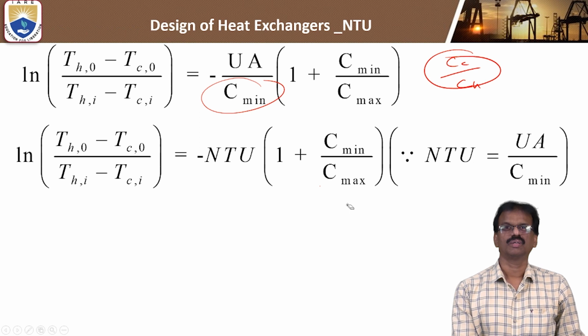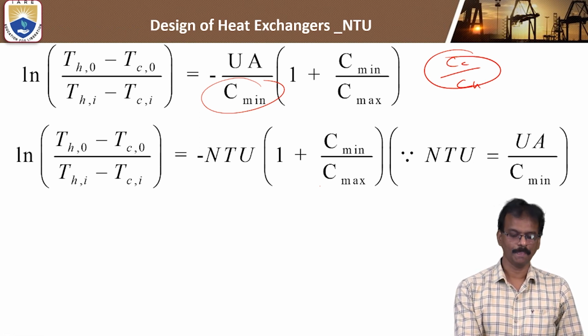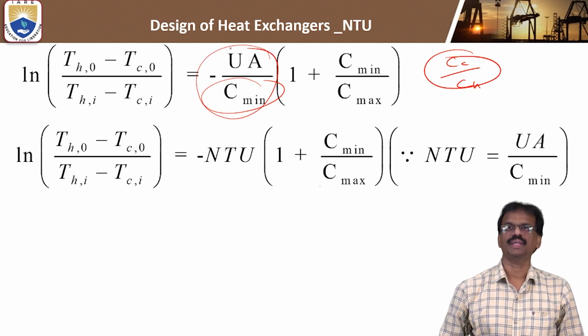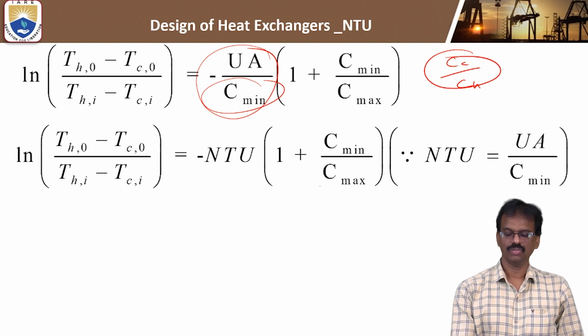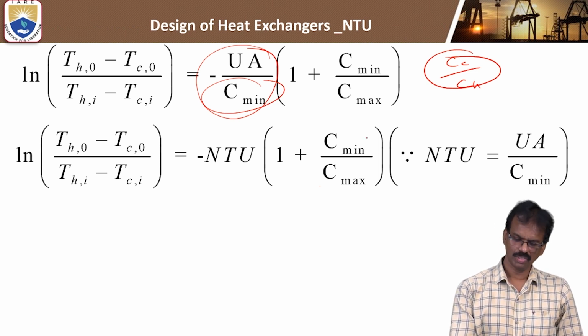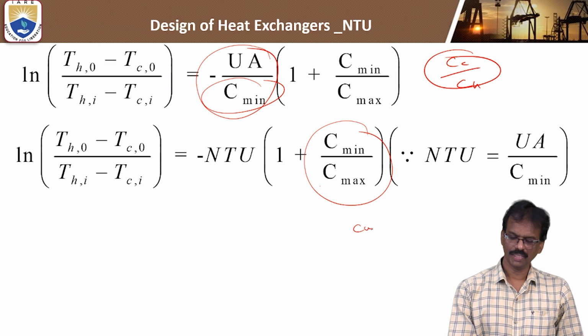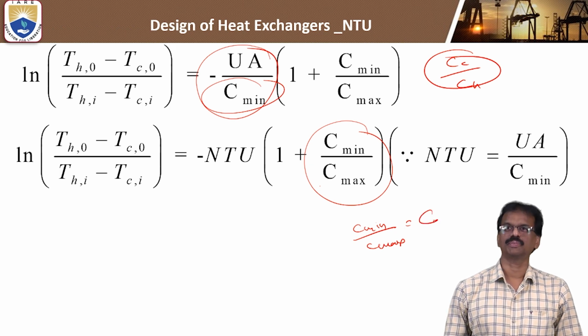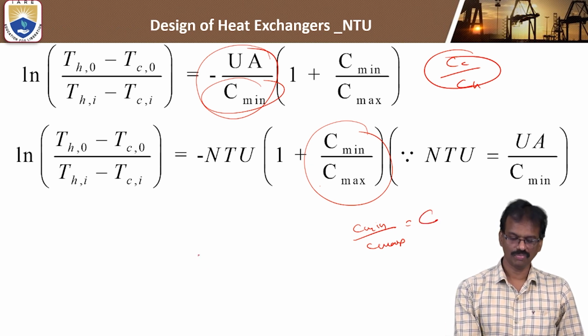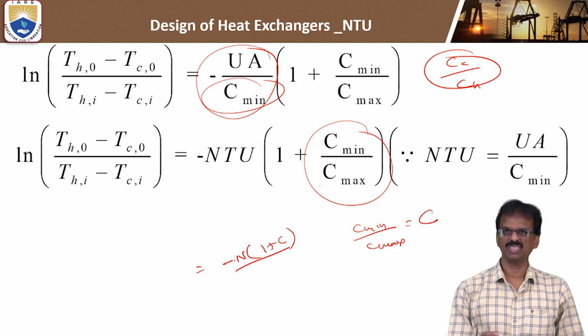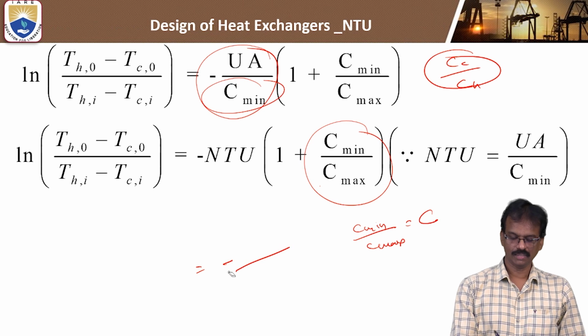So log of (TH0 minus TC0) by (THi minus TCi) is equal to, this is nothing but minus NTU into 1 plus C minimum by C maximum. You can consider C minimum by C maximum, and represent this one as capital C also. So if you represent it this way, the formula will be minus N into 1 plus C. For simplicity, I am writing it like this. Just remember that.